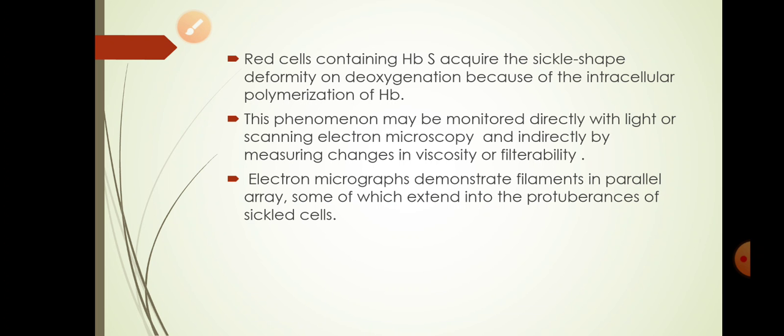Red cells containing HbS acquire the sickle shaped deformity on deoxygenation because of the intracellular polymerization of hemoglobin. This phenomenon may be monitored directly with light and scanning electron microscopy, and indirectly by measuring changes in viscosity or filterability. Electron microphotographs demonstrate the filaments in parallel array, some of which extend into the protuberance of the sickle cells.